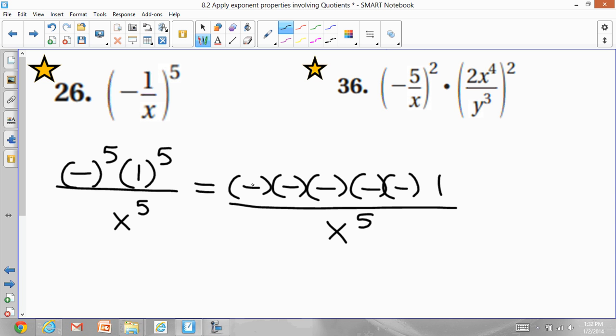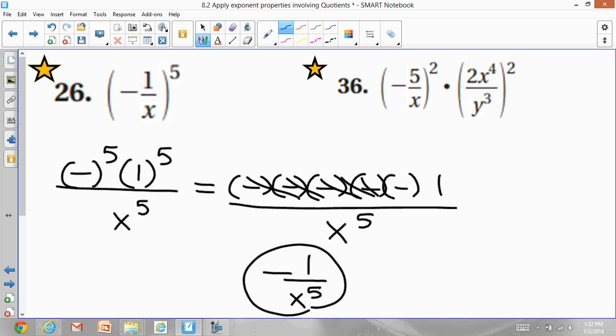Now these two negatives become a positive. These two negatives become positive. So these become positive. I'm stuck with a negative. So it's going to be -1 over x to the power of 5. And that will be the answer for question number 26.